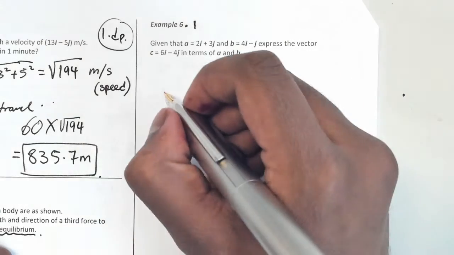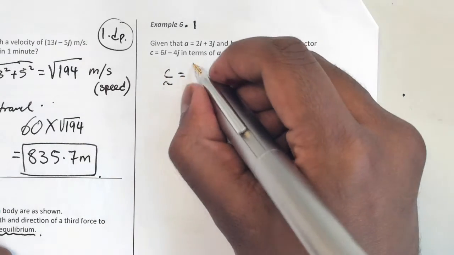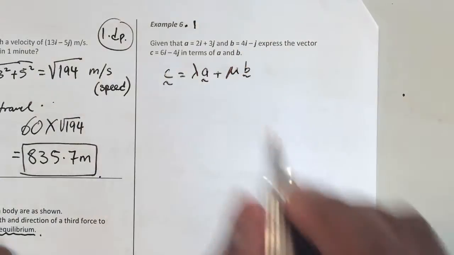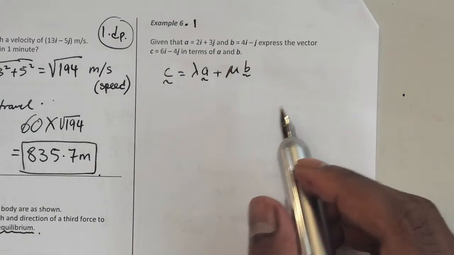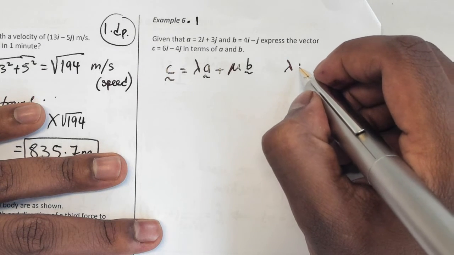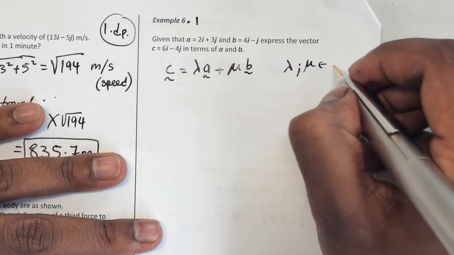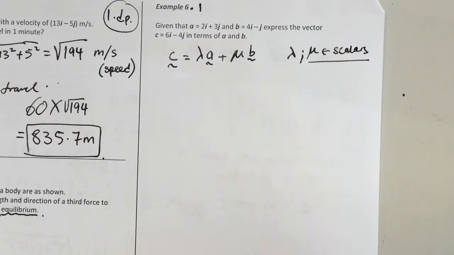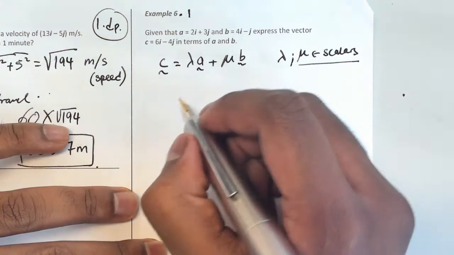So I'm asking you how many lots of A plus how many lots of B is going to give you C. Now these two letters are lambda and mu. There are scalars. So something times vector A plus something times vector B will have to give me vector C. I don't care what number it is, it's going to have to equal. So I'm going to rewrite this with the numbers in there.